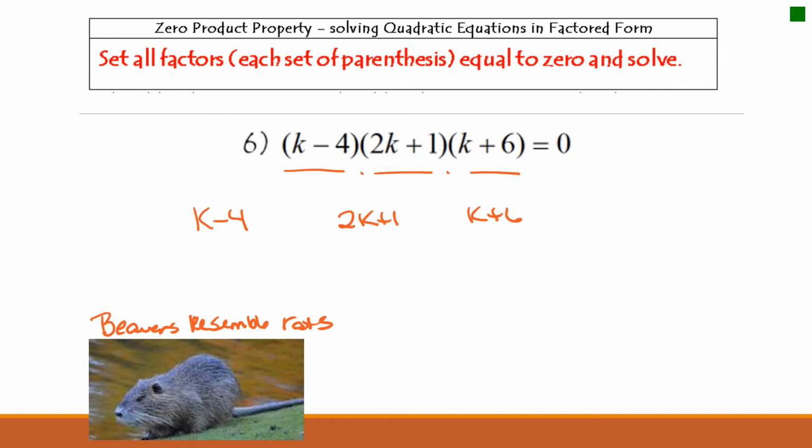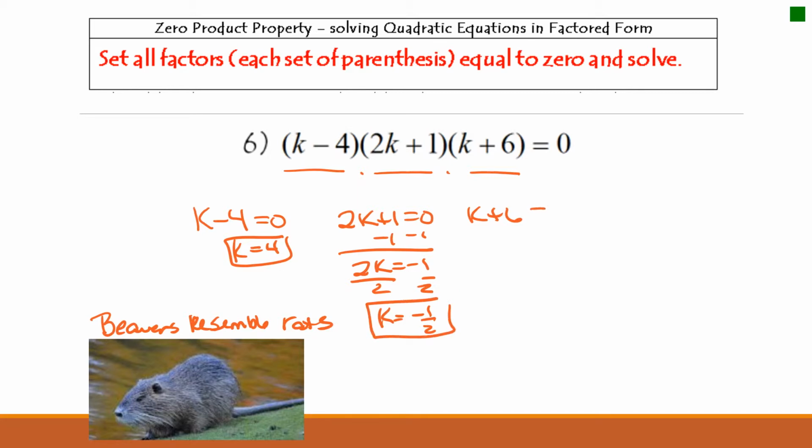I don't know. So k minus 4 could be 0, which is k is 4. 2k plus 1 could be 0. Subtract that 1. 2k equals negative 1. Divide by 2. k is negative 1/2. And k plus 6 could be 0, which means k is negative 6. At this point, I hope you just trust me that if I put them back in there, it makes them 0.